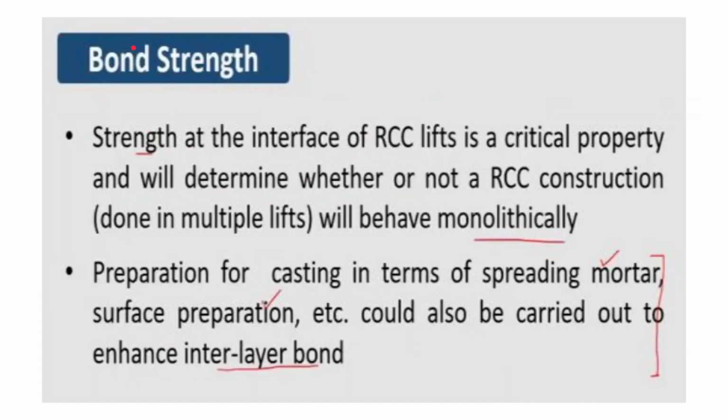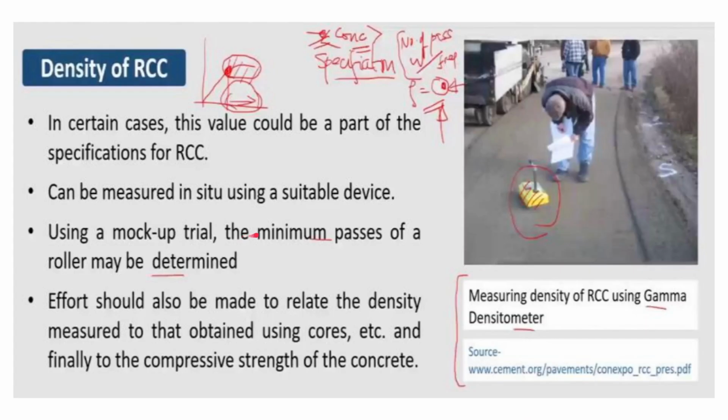Bond strength, the strength at the interface of RCC lifts, is a critical property and will determine whether or not the RCC construction will behave monolithically. So that's why this laitance is a very important criterion if done in multiple lifts. So preparation of casting, in terms of spreading mortar, surface preparation etc., could also be carried out to enhance the interlayer bond. Then the density: in certain cases this value could be a part of the specifications for RCC.